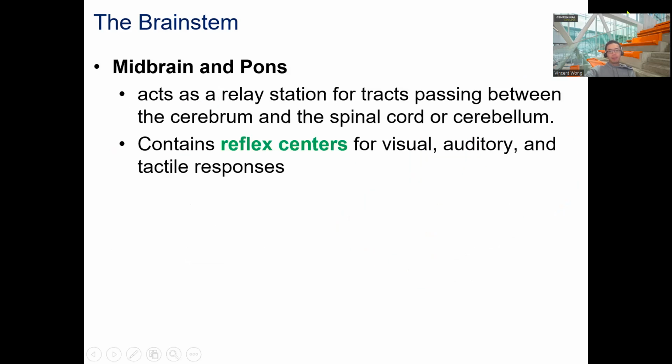In a very condensed explanation, the midbrain and the pons act as relay stations for tracks passing between the cerebrum, spinal cord, and cerebellum. Basically, tracks are bundles of axons. So you have all these tracks coming up from the spinal cord and going down to the spinal cord. All these tracks pass through these structures, and some of them might branch and go to different parts of the brain. They contain reflex centers for visual, auditory, and tactile responses. Well, what does that mean?